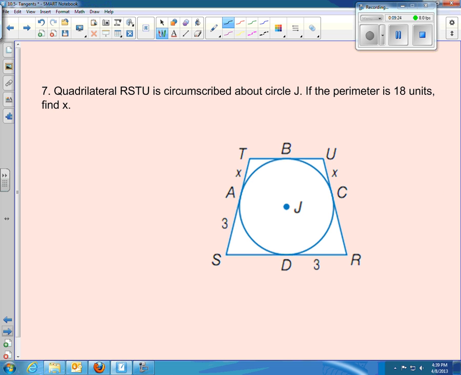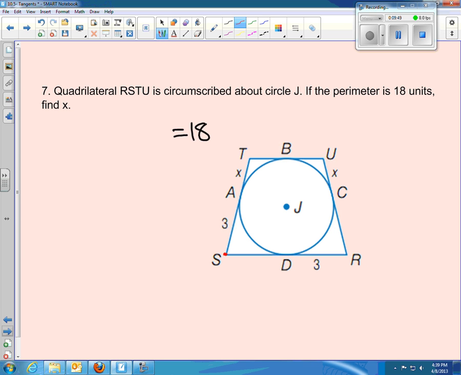All right, so last problem. Quadrilateral RSTU is circumscribed about circle J. If the perimeter is 18 units, find x. Well, we know perimeter is the measure all the way around an object. And so that means we can add up all the sides, and they're going to equal 18. The thing is, we don't have the measures for all the sides. So let's go ahead and talk about it.